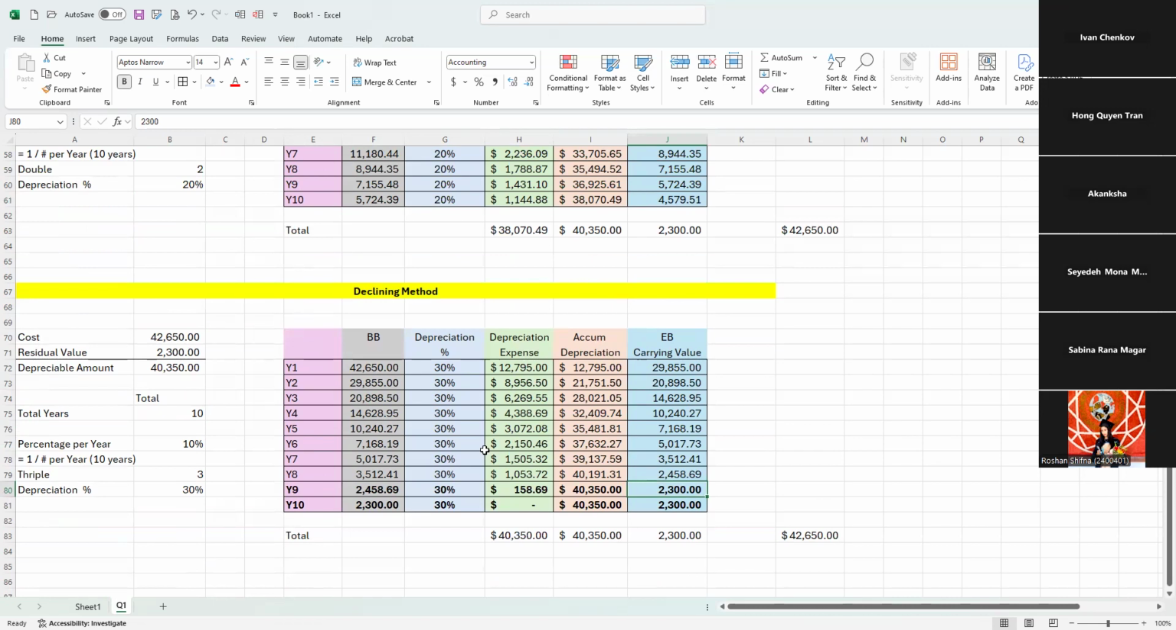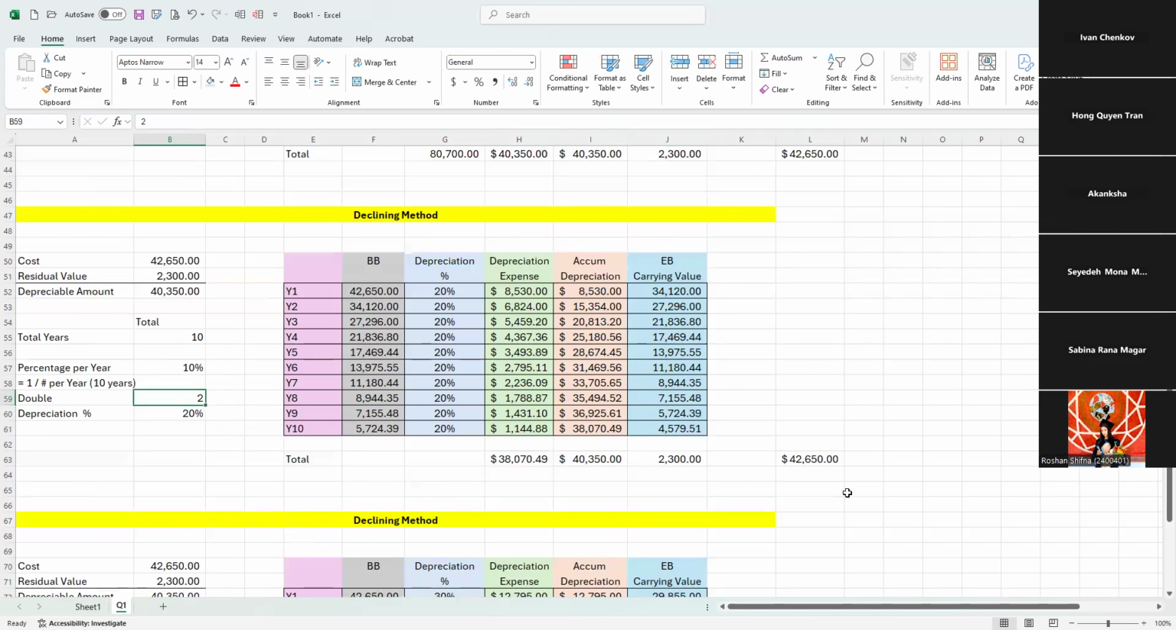Okay, thank you. Now, if it's a highly sensitive asset, there was a question that says you're working with a very technology-sensitive asset, what are you going to do? I'm going to go here with 5. If I go with 5, at year 5, I'm exceeding 2,300. At year 5, I'm going to make adjustments. So the last 5 years, there's no depreciation.